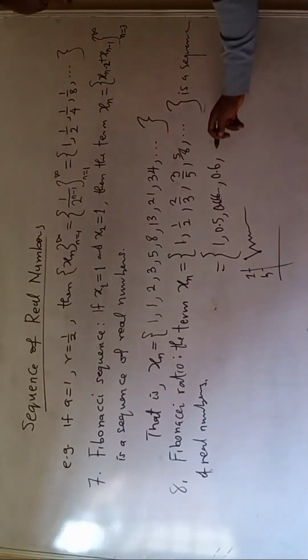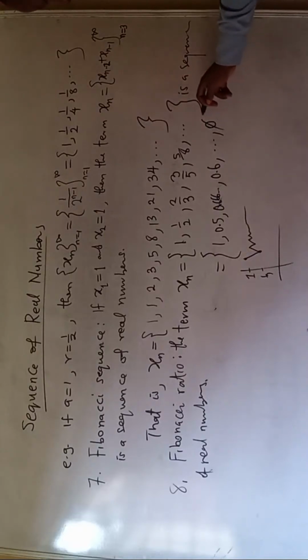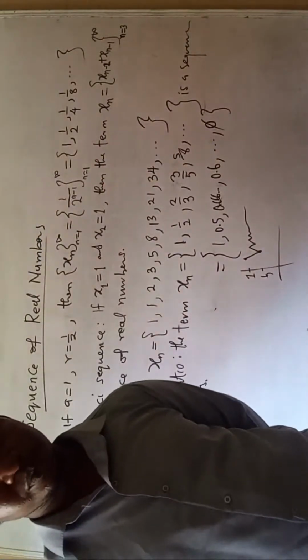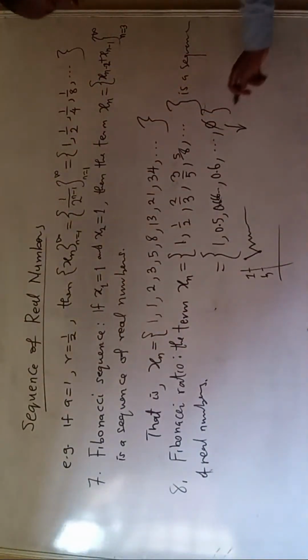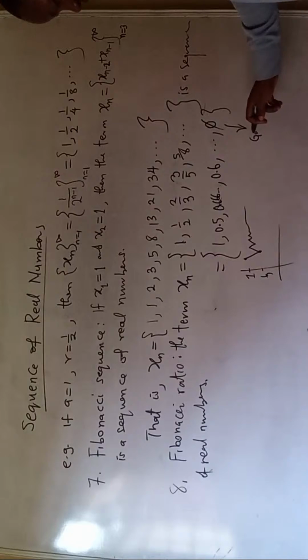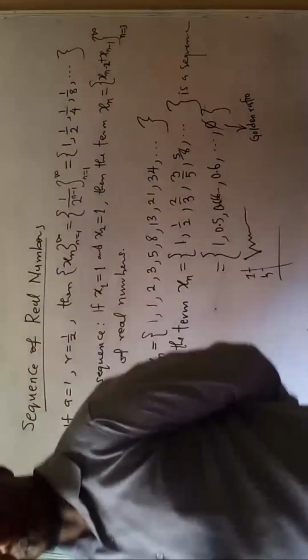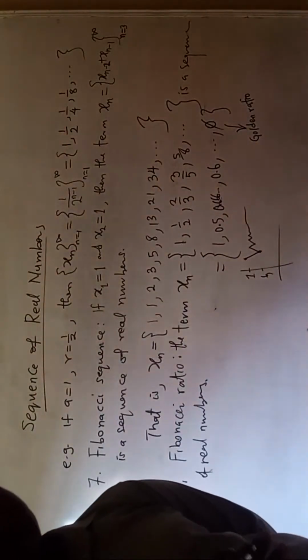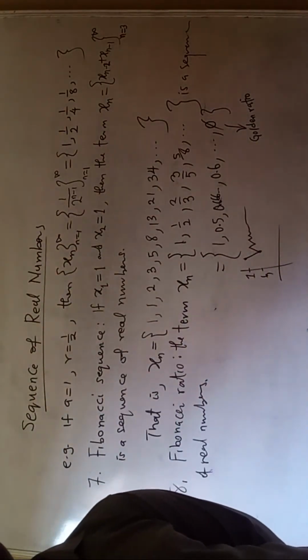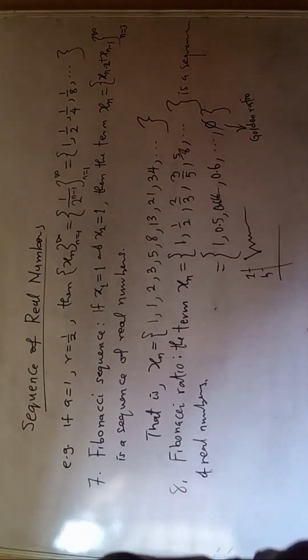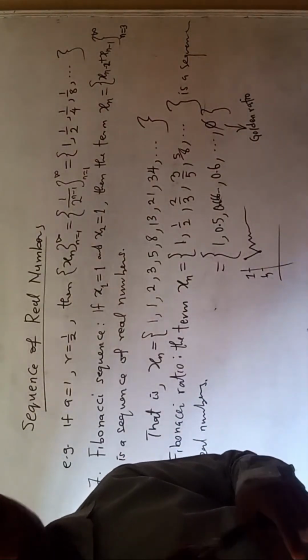And as it is going, it's going to stop at a particular number, the golden ratio. I think I've said this earlier also. The last member of the Fibonacci ratio is referred to as the golden ratio, and the value is 1.6, something like that. So that's the Fibonacci ratio. So let's have one more example, then move on to other things.